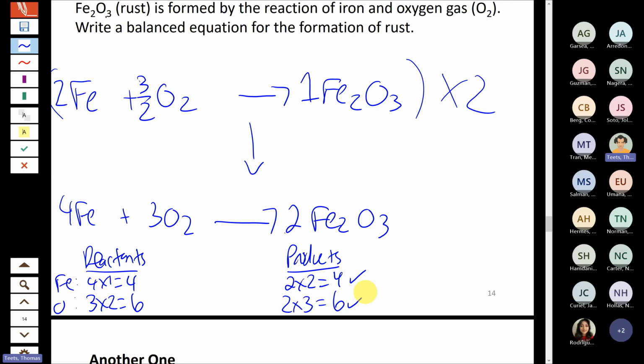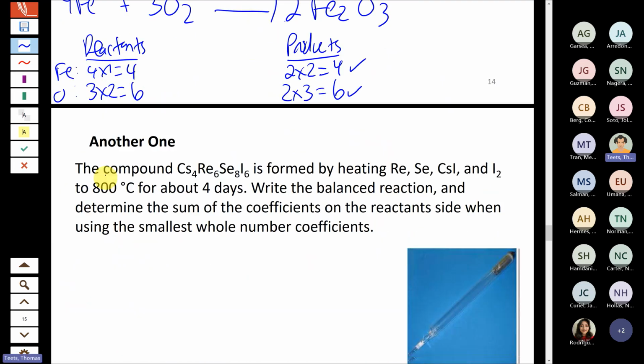So that was easier to balance most likely, but also we had to write it out from words. So that's something else you have to get used to. Any questions so far? All right, the last one here.